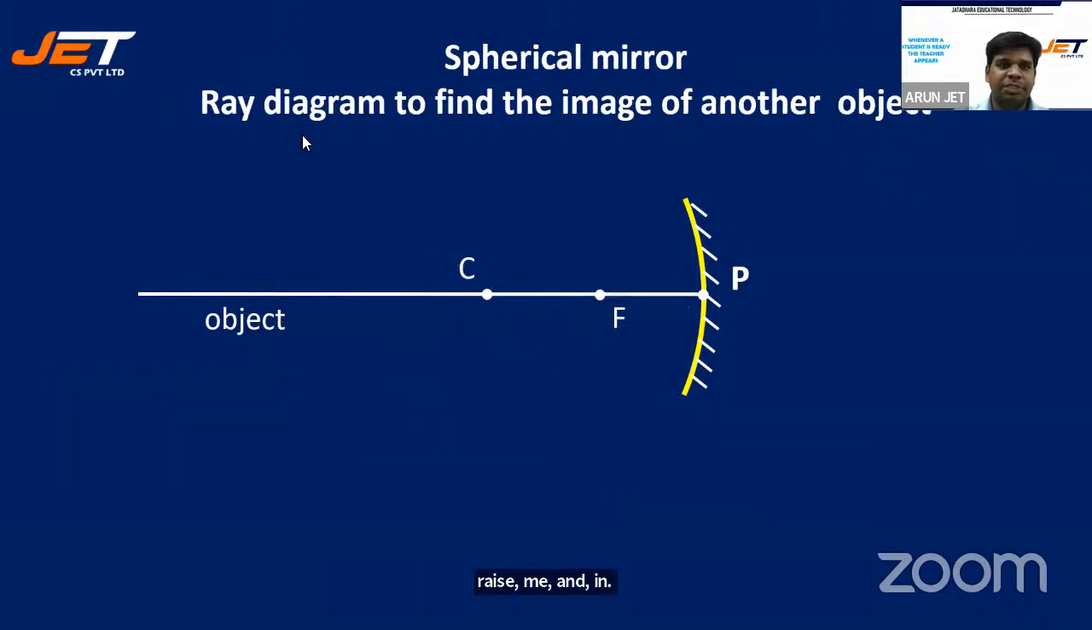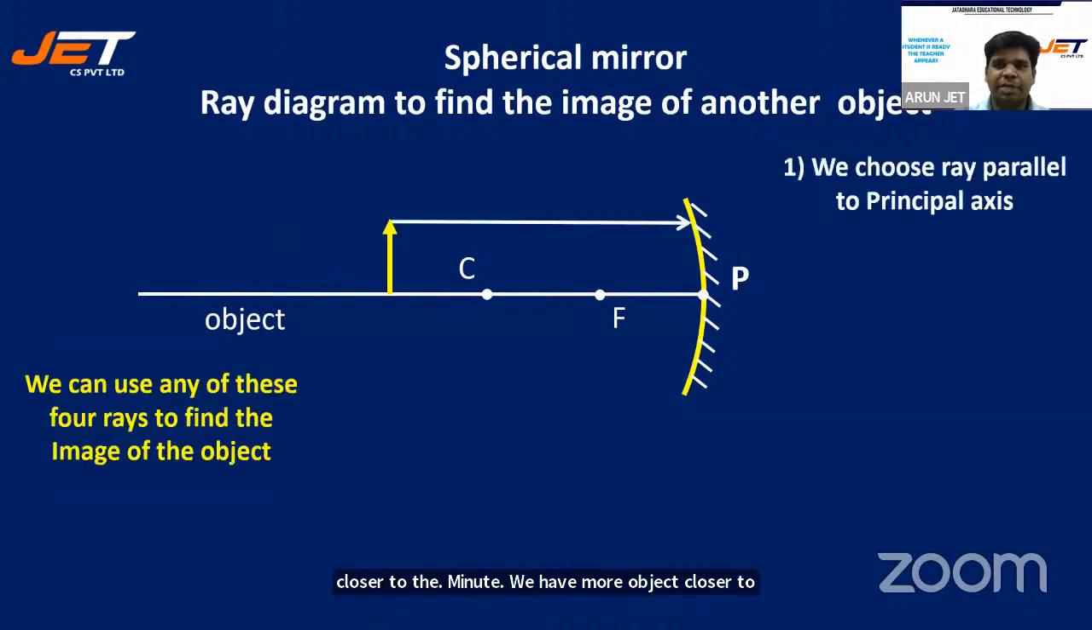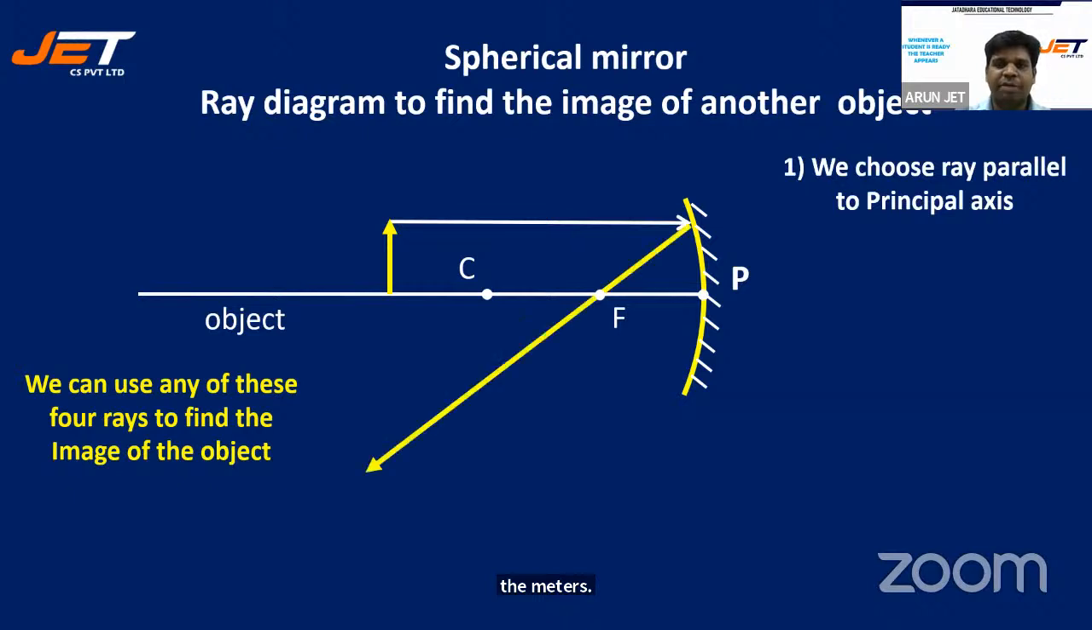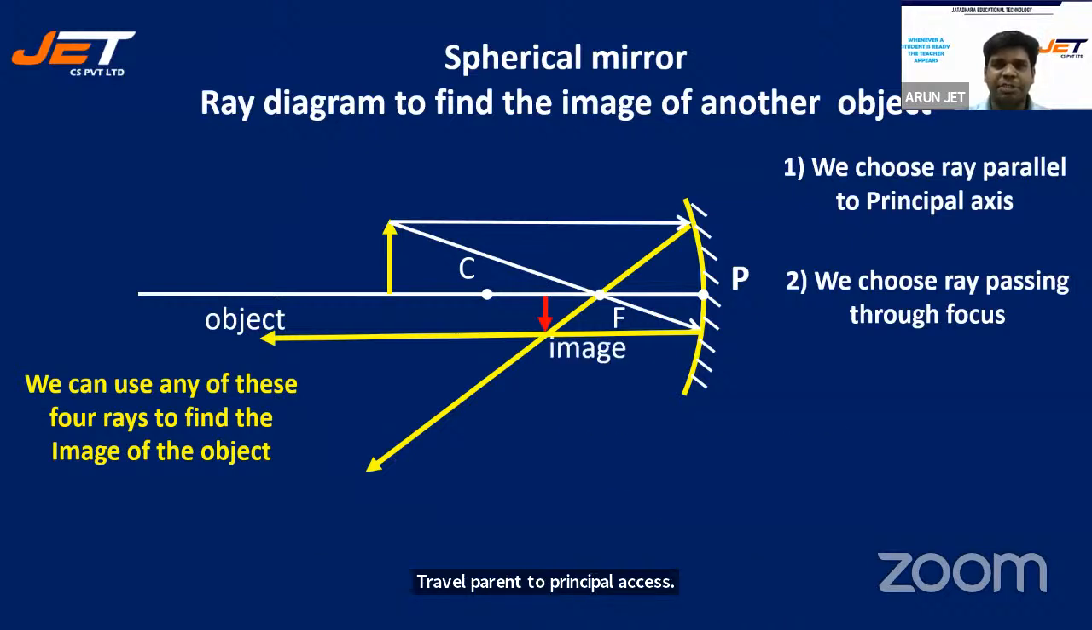Now let's see another situation. We'll move our object closer to the mirror. We have moved the object closer to the mirror. I'll use the ray parallel to the principal axis. After reflection, it passes through the focus. A ray passing through the focus will, after reflection, travel parallel to the principal axis. This intersection is the real image.